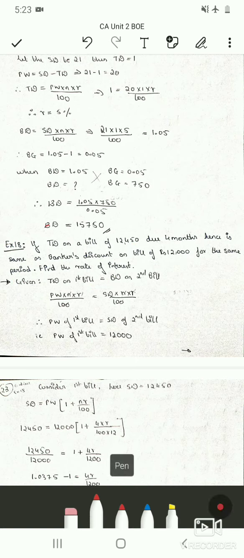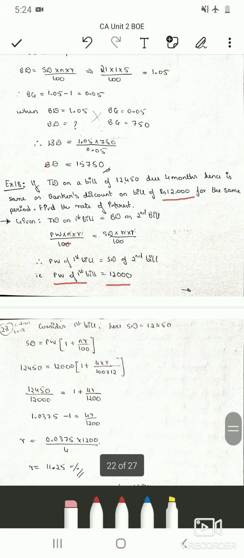So we will see how to solve this. They have given true discount on first bill equal to banker's discount on second bill. We will substitute both the formulas and you can see the three terms will get cancelled. So we are remaining with the equation that present worth of the first bill is equal to sum due of the second bill. In the question nowhere they have given the present worth, but we know the sum due of the second bill, which is 12,000. With this 12,000 now we can get the present worth of the first bill. So present worth of the first bill is 12,000.